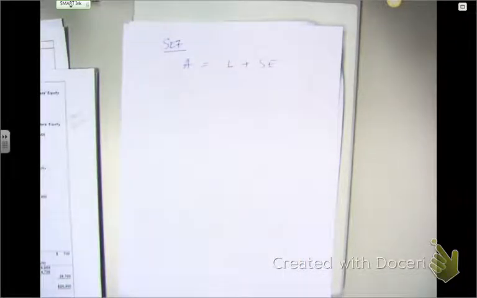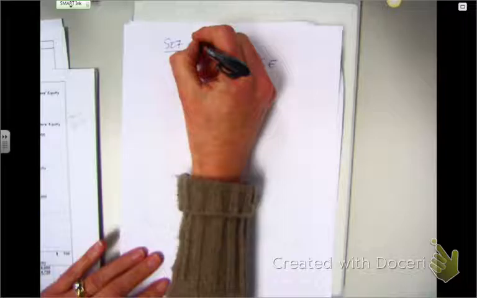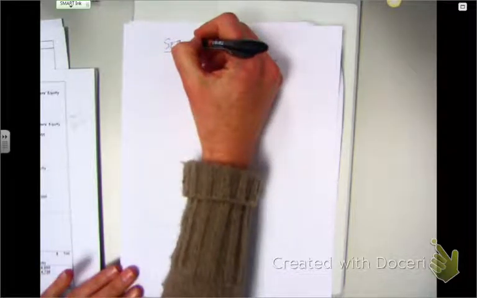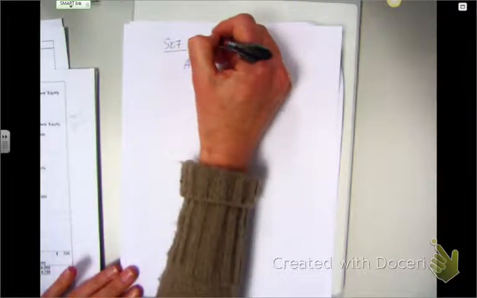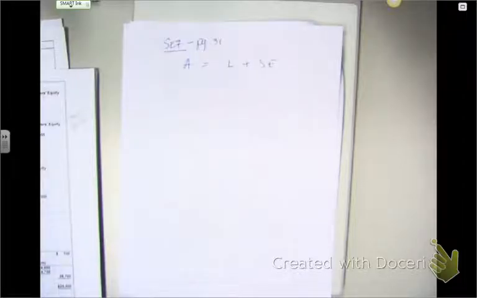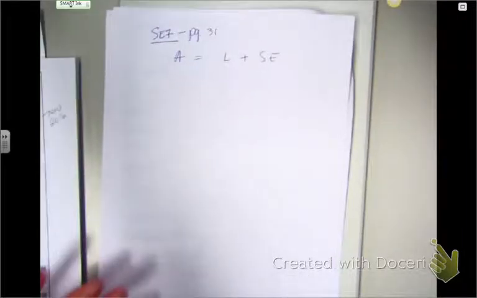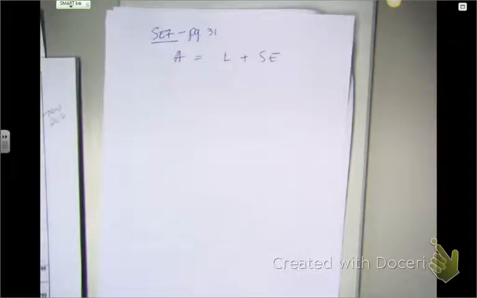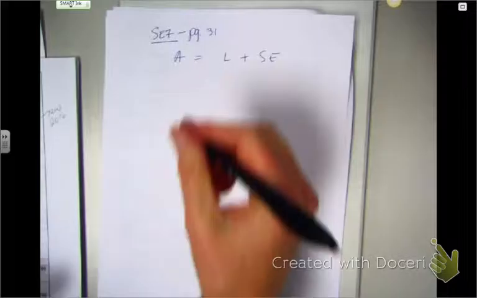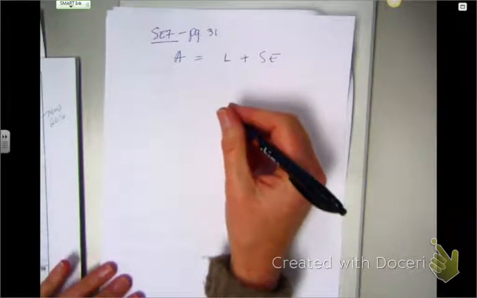So we're looking at SE7 on page 31. And the problem says, Carlton Company had assets of $280,000 and liabilities of $120,000 at the beginning of the year. So after we come up with a formula that we're going to use, what's the second thing that I always say? Plug it in and find the variable. Good. Plug in what you know and solve for what you don't know.